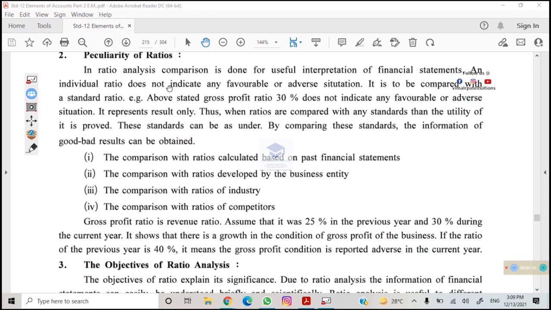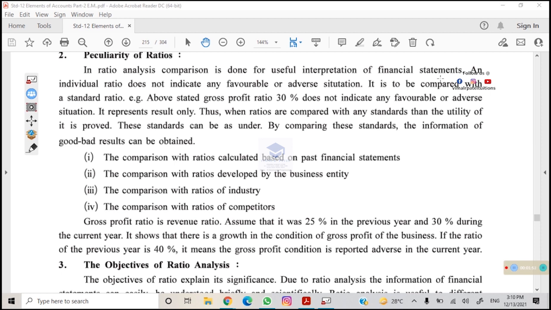In ratio analysis, comparison is done for useful interpretation of financial statements. You can compare the performance of one firm of the current year with the previous year, or you can compare the performance of one business enterprise with another business enterprise.